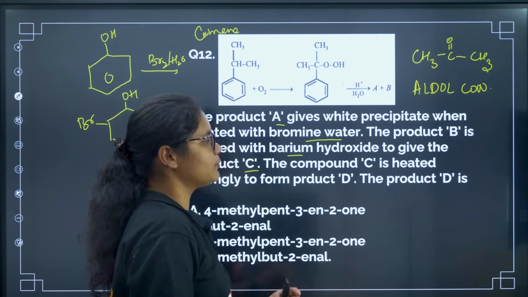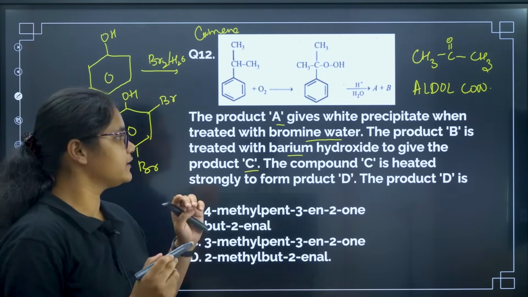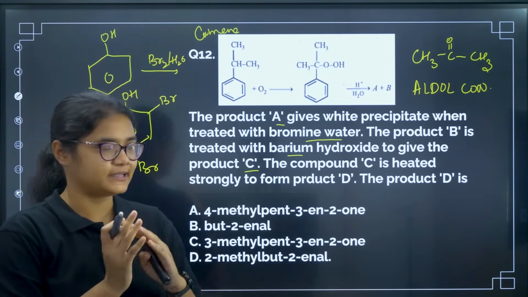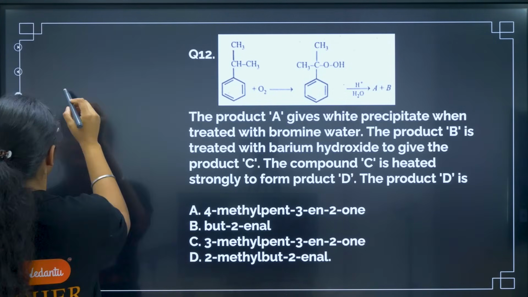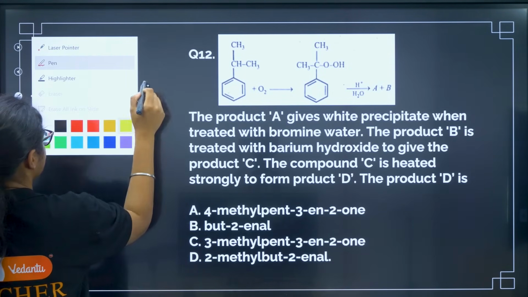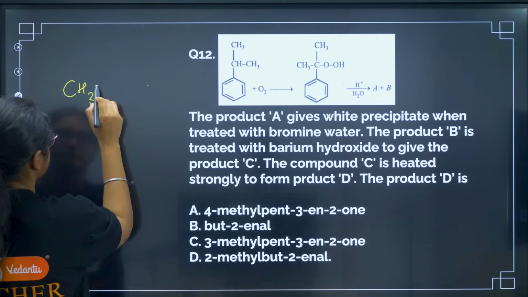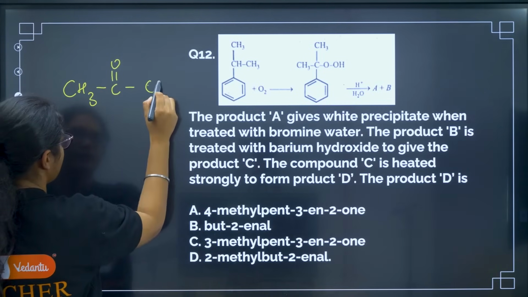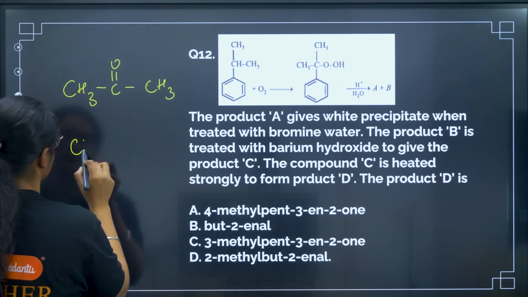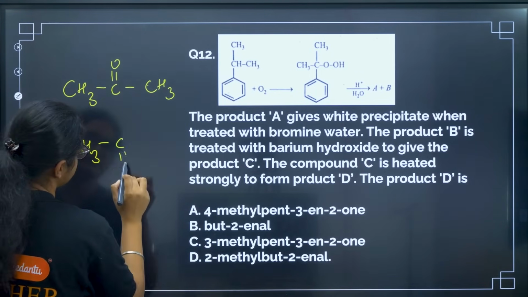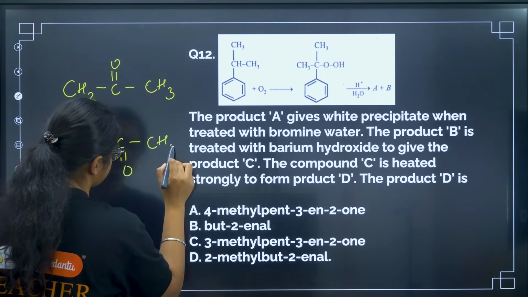So we have to write the product of aldol condensation. Here we have a trick for how we can write the product easily. Just see here, if we have CH3COCH3, this is my reactant, and you have to write the product for aldol condensation. This is self aldol condensation, so we write the two molecules two times.